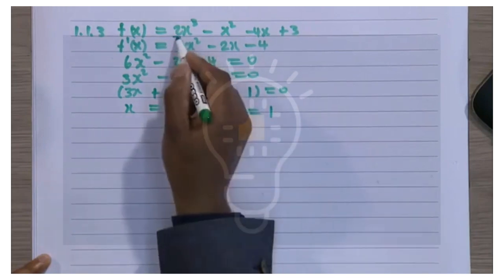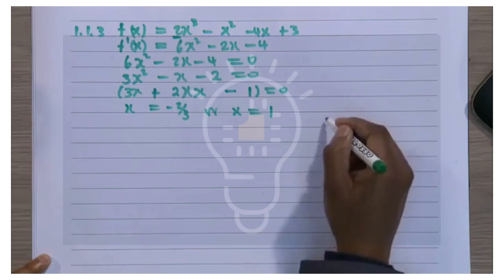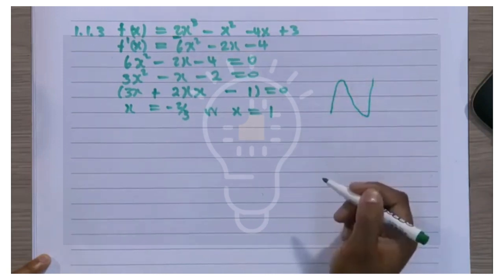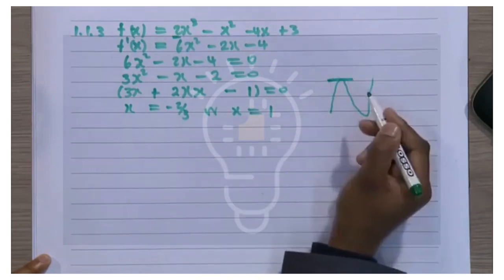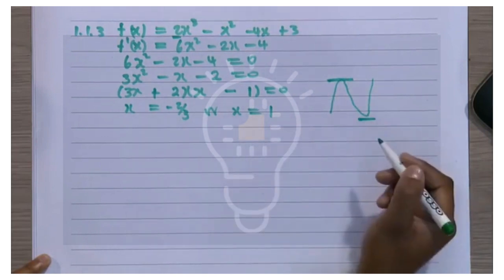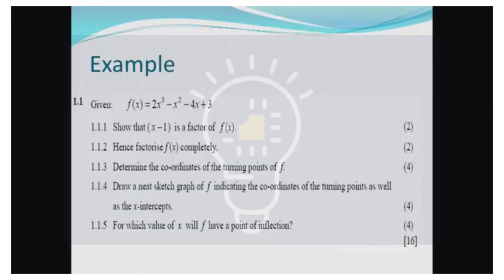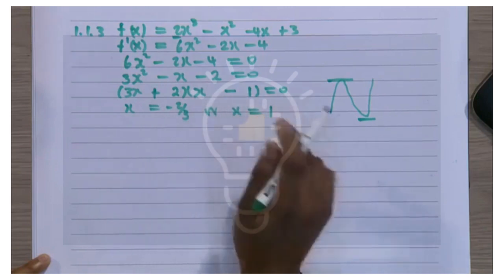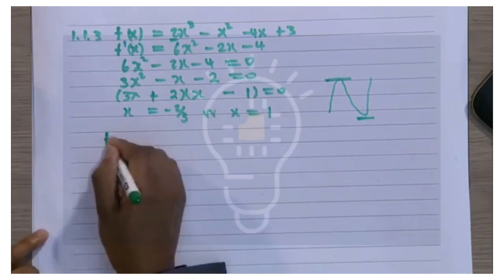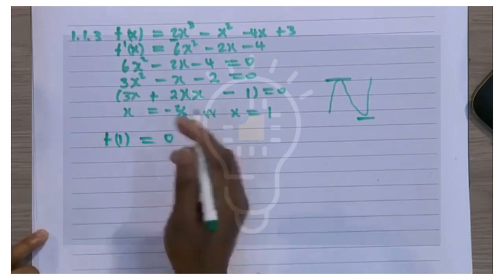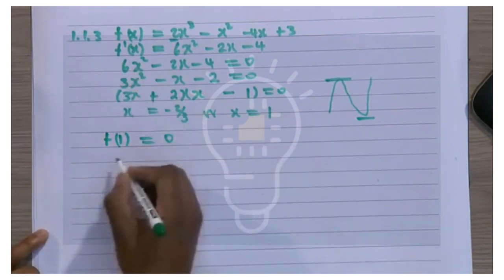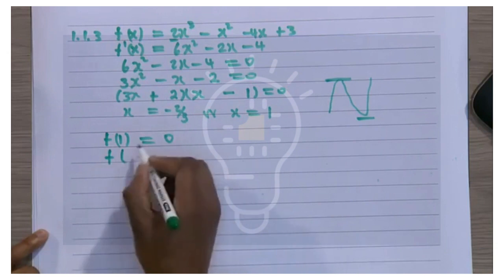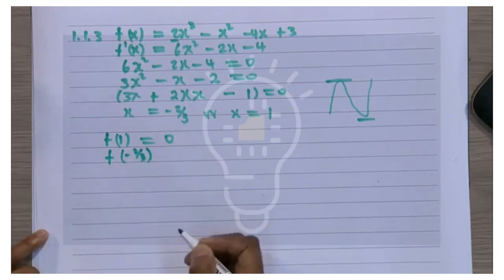Remember, our a there is positive. That means our function will be doing something like this. So this one will be our local max, and this one will be our local min. But in the instruction there, they say determine the coordinates of the turning point, not the x coordinate. So that means we need to find the corresponding y values for both of these points. We know already that f at 1 equals 0, something that we have done earlier, and now we only need to do f at minus 2 over 3.